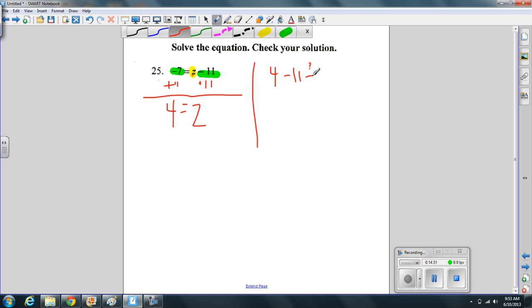So if I check, what is 4 minus 11? Does it equal, question mark, does it equal negative 7? Well, the answer is yes. Negative 7 equals negative 7.